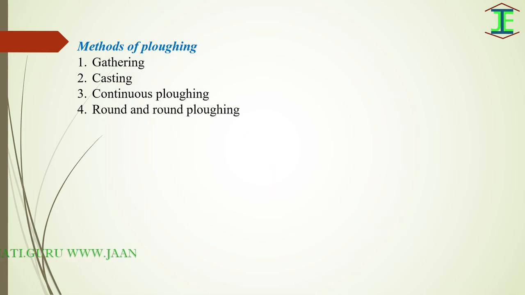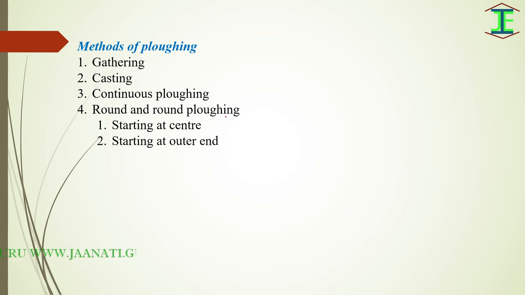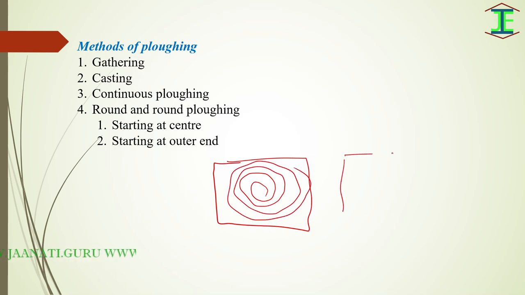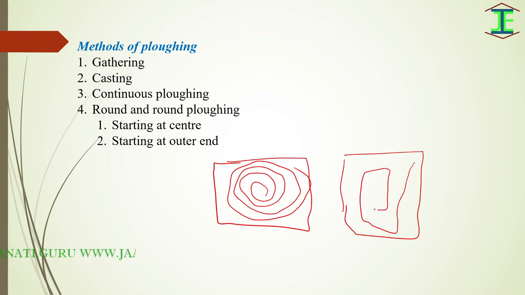Next one is round and round plowing. This round and round plowing is of two types: starting at the center and starting at the outer end. In starting at the center, we will start plowing at the center and plow the whole land like this. In starting at the outer end, we will start the plowing at the outer end and come to the center.